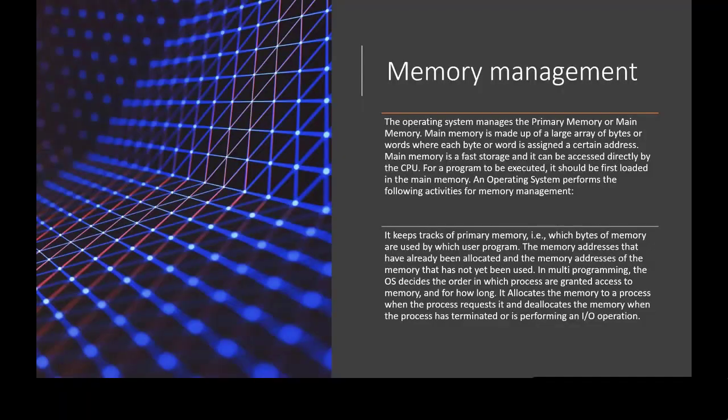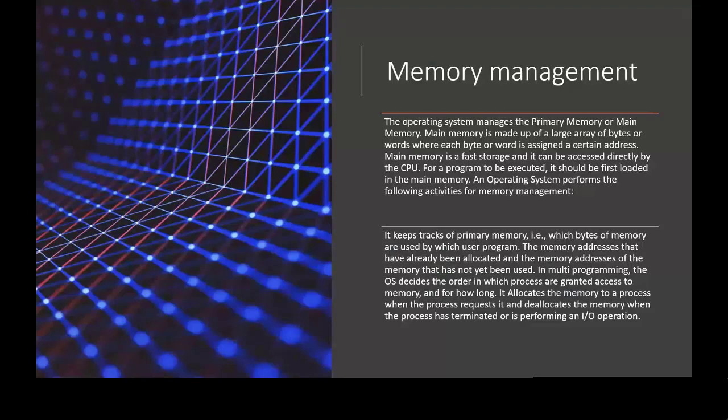Memory management. The operating system manages the primary memory or main memory. Main memory is made up of a large array of bytes or words, where each byte or word is assigned a certain address. Main memory is a fast storage, and it can be accessed directly by the CPU. For a program to be executed, it should be first loaded in the main memory.